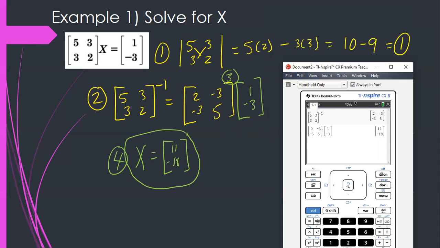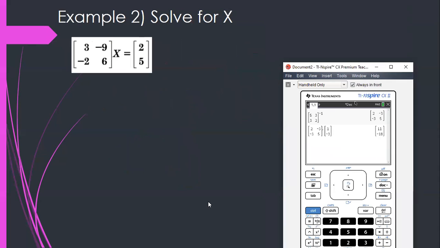Questions, comments, concerns? Already RC, yes, always RC. Row column, row column. All right, here's our second example.